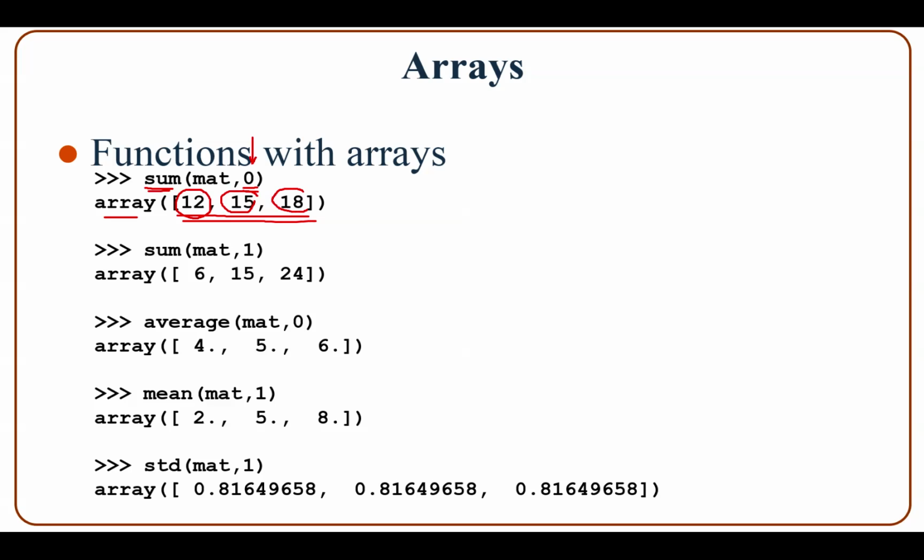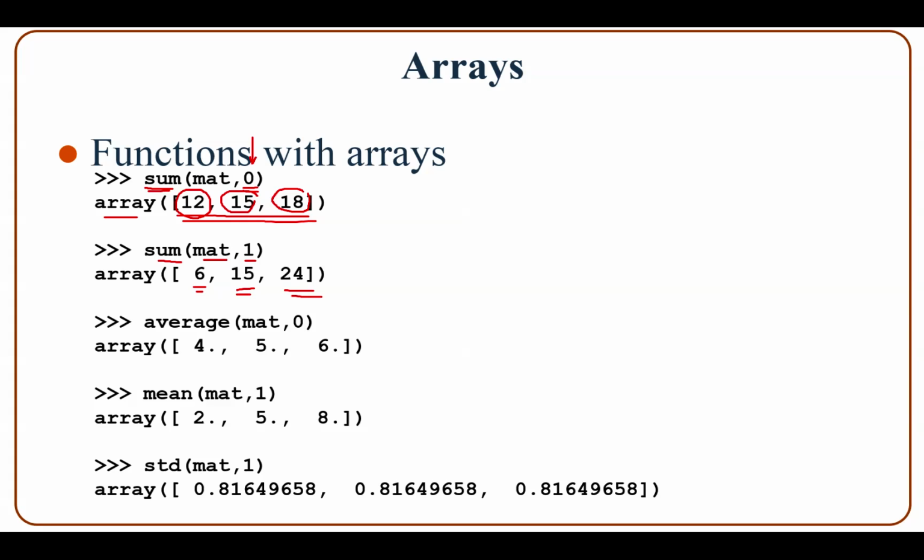If you say sum math and 1, then this sums along the second dimension, just like in MATLAB. But in MATLAB you use 1 and 2 instead of 0 and 1. So it gives you, for example, 6, which is the sum along the first row, the sum along the second row, and the sum along the third row.